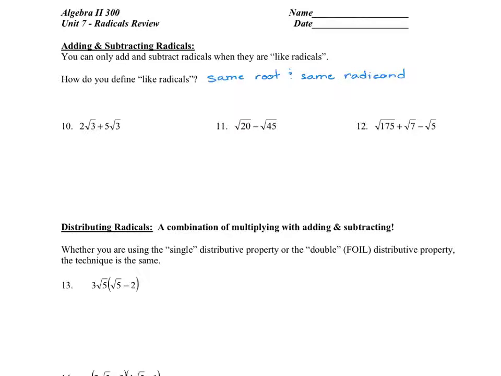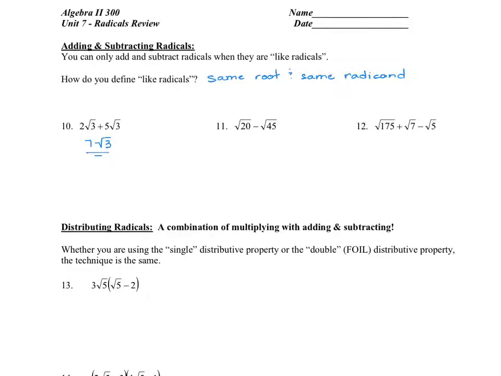In the first example, if what's under the radical is the same, then we can add radicals like we add variables. We add the numbers out front and keep the radical. So in example number 10, 2 plus 5 is 7, and we keep the rad 3.